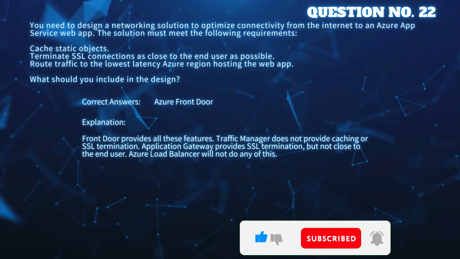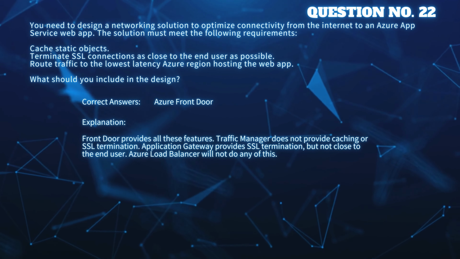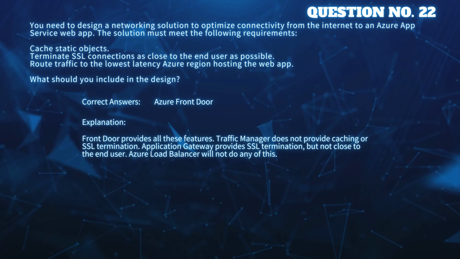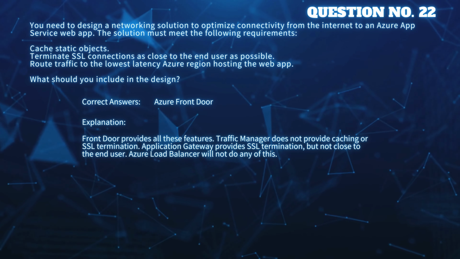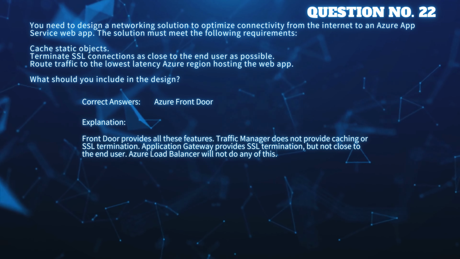Explanation: Front Door provides all these features. Traffic Manager does not provide caching or SSL termination. Application Gateway provides SSL termination, but not close to the end user. Azure Load Balancer will not do any of this.